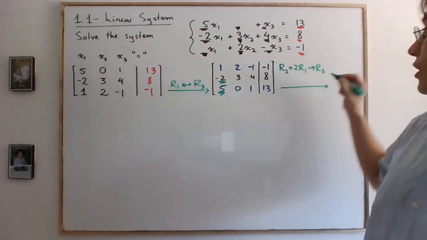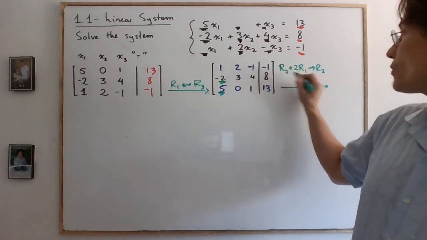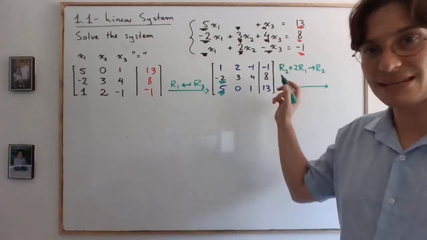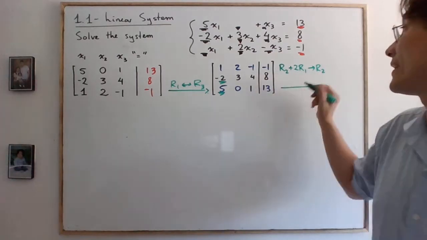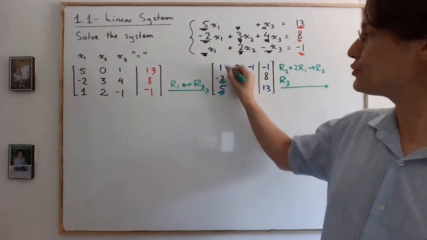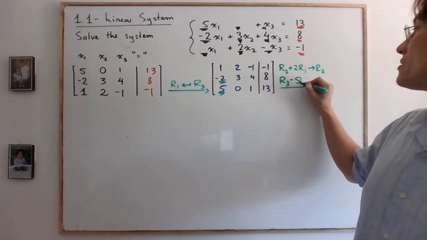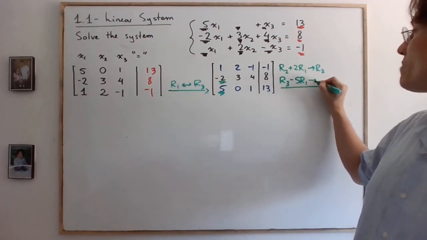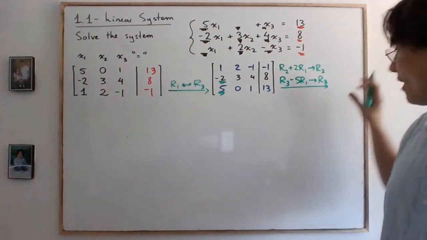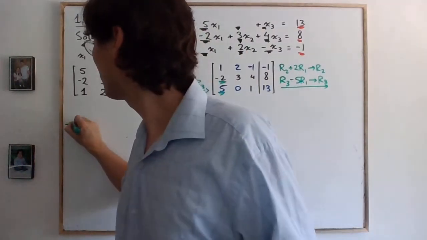So in other words, row number 2 plus 2 times row number 1 becomes the new row 2. That's how you should read this line. Okay, and in the same way, for row 3, what we need to do is to subtract 5 times row 1. So in other words, row 3 minus 5 row 1 becomes the new row 3. Okay, I don't have enough space to put the new matrix here, so I'm going to put it underneath.